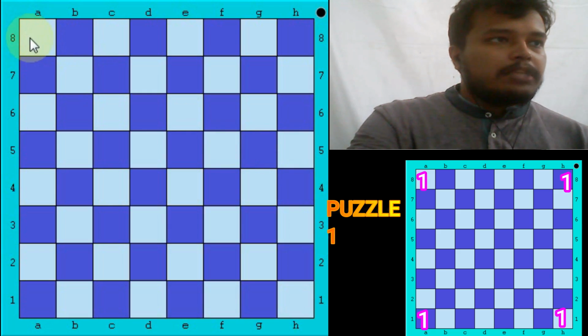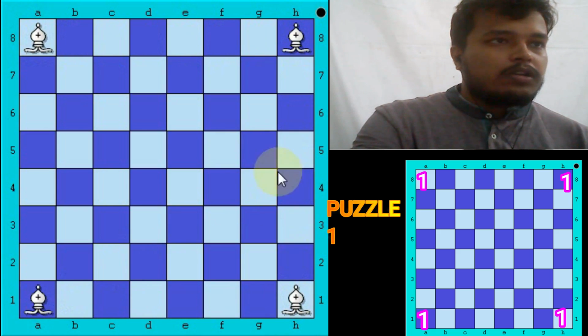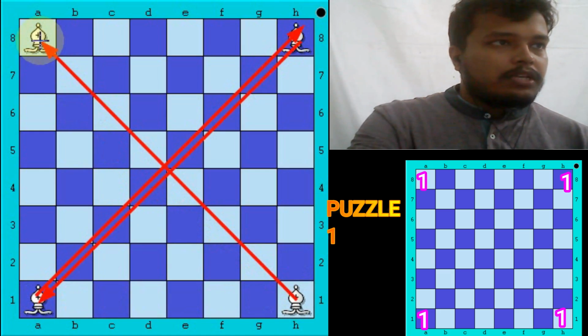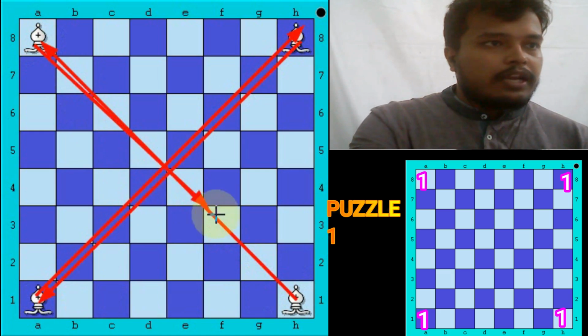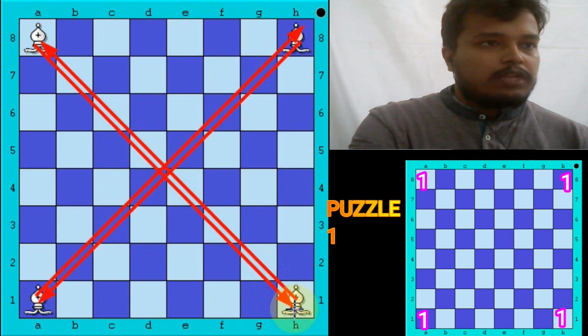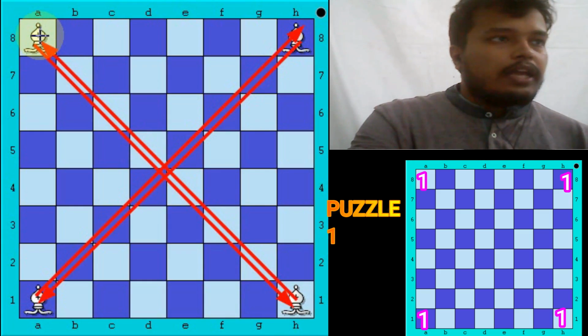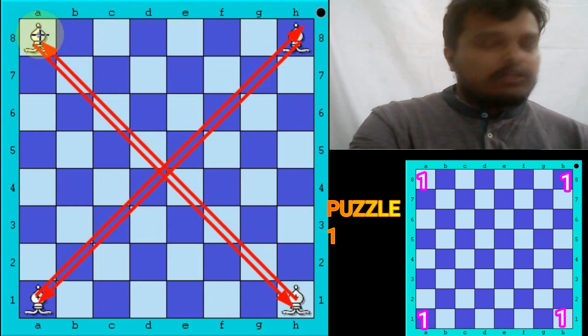The piece which has to be placed is the bishop. If the bishops are placed at the four corners, they attack only the diagonal squares. Like this bishop attacks the h8, and in return h8 attacks the a1, and this bishop attacks the a8, and the a8 bishop attacks the h1. So each corner is attacked only once. So that is the first one.